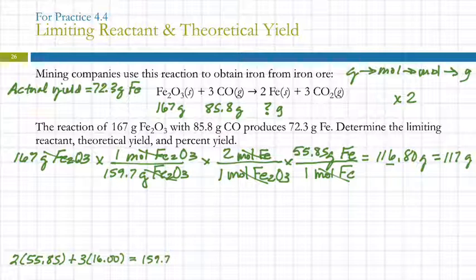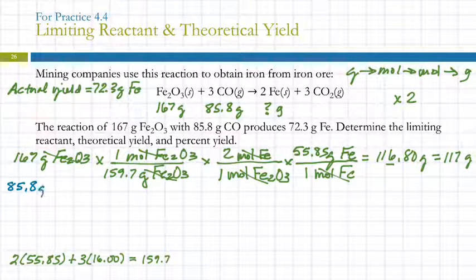So instead of Fe2O3, we do 3CO? We could do 3CO2, but we don't need to this time because the question is indicating that we're interested in the iron. If we calculated the mass of CO2, we could still figure out what the limiting reactant is. But our theoretical yield and the percent yield would not be quite right. Okay, yeah, so we're going to do the carbon monoxide now.